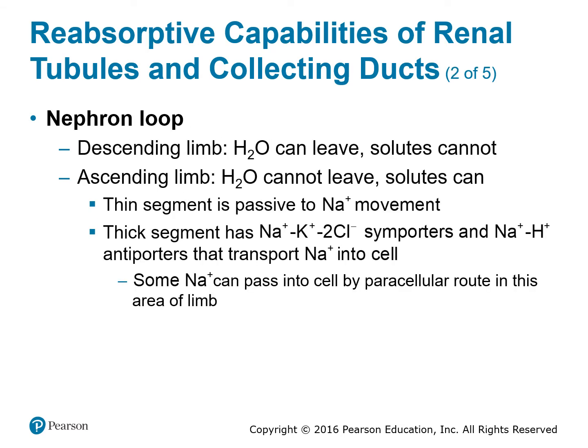Our nephron loop, so descending limb. Water can leave, solutes cannot. Ascending limb, water cannot leave, solutes can. This thin segment is passive to sodium movement. Our thick segment has sodium, potassium, 2 chloride symporters, and sodium-hydrogen antiporters that transport sodium into the cell. Some sodium can pass into the cell by the paracellular route in this area of the limb, our paracellular route, remember.